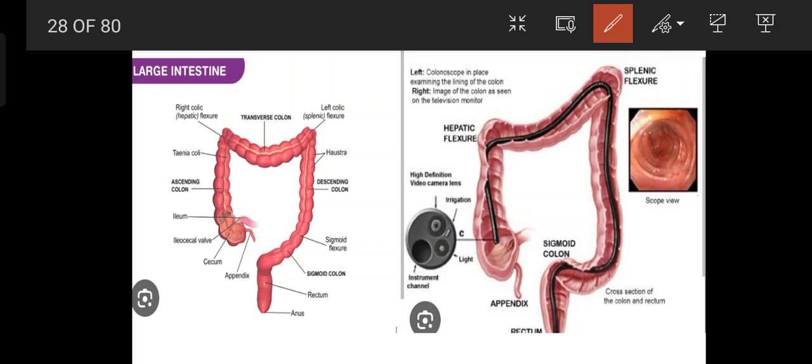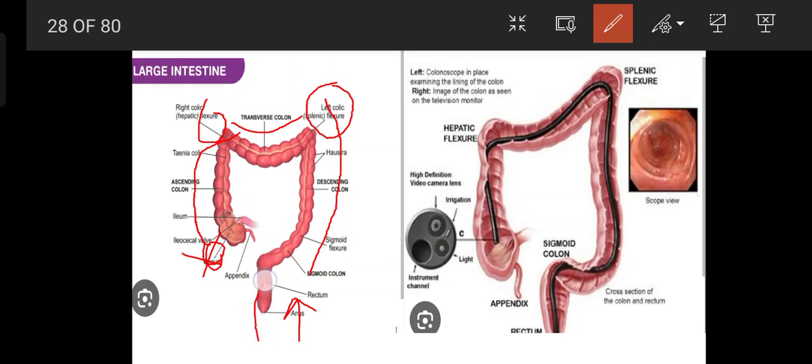That is the colonoscope. That colonoscope will start from here and go through the descending colon. This is the splenic flexure and transverse colon, and this is the hepatic flexure here, and it will come to the ascending colon and ileocecal region. Till here it will reach. So this is the normal colonoscopy procedure. From here it will start, cross all these parts, and at last reach the ileocecal area. Till that they will perform the colonoscopy.